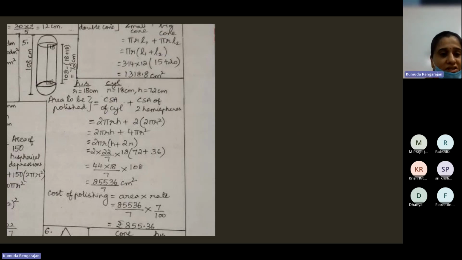So you can see here, this is HS, hemisphere. Hemisphere radius is 18. For the cylinder, radius 18, height is 72. Area to be polished is equal to CSA of the cylinder plus the CSA of two hemispheres. Only CSA is exposed. So CSA of cylinder 2 pi RH, two hemispheres, so 2 into 2 pi r square, 4 pi r square. 2 pi RH, 4 pi r square.